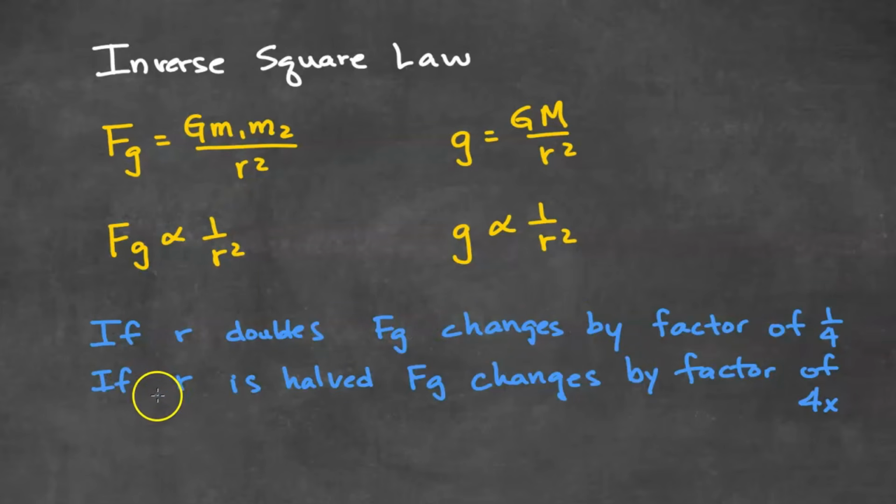Okay. If the r is halved, so if this bottom part is halved, we need to flip that because it's in a denominator. So it's going to change by a factor, not 2. So that would be a common mistake. So we think half, reciprocal of half is 2 over 1, but we need to square that. So it's going to change by a factor of 4.